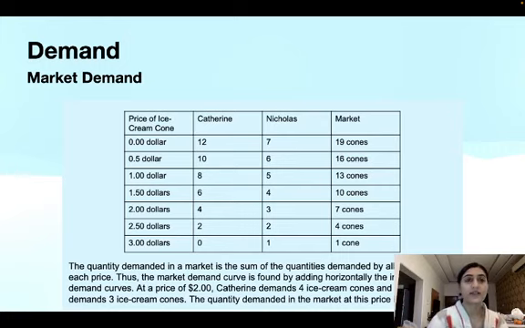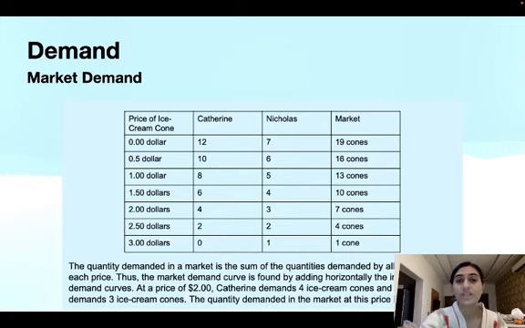Now let's look at this demand schedule. In the first column we have the price of ice cream. When the price of ice cream is 0, Catherine is demanding 12. When the price of ice cream becomes 0.5, Catherine is demanding 10. When the price is 1, she's demanding 8. So as the price of ice cream is increasing, the demand for ice cream for Catherine is reducing.